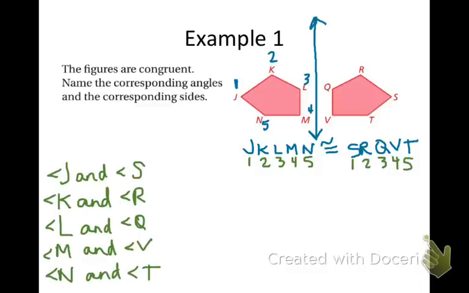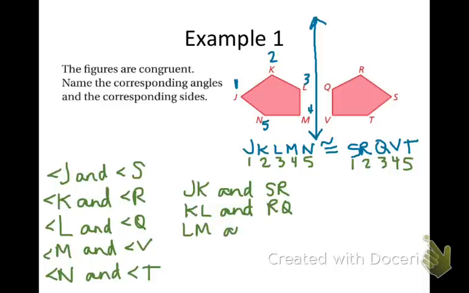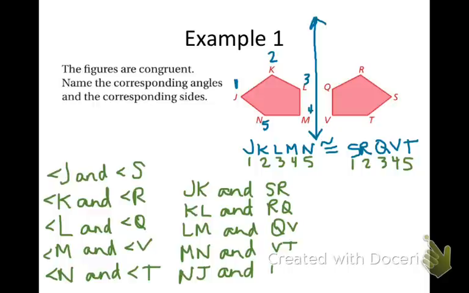For side lengths, we have the 1, 2 positions, so J, K, and S, R, K, L, and R, Q, positions 3 and 4, L, M, and Q, V, positions 4 and 5, M, N, and V, T, and then positions 5 and 1, N, J, and T, S. So these are all the corresponding angles and corresponding sides.